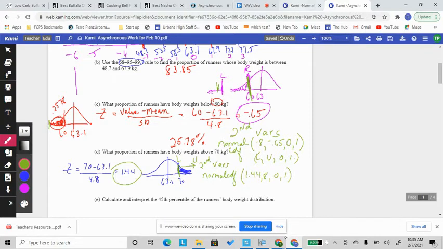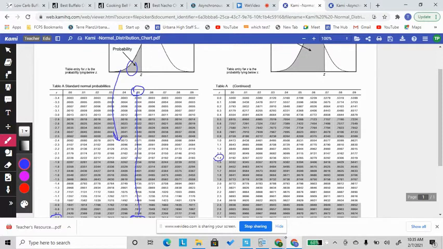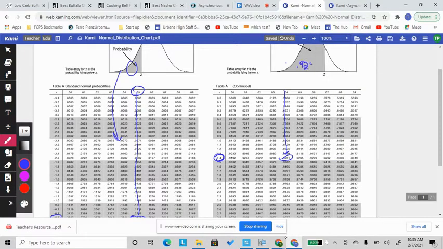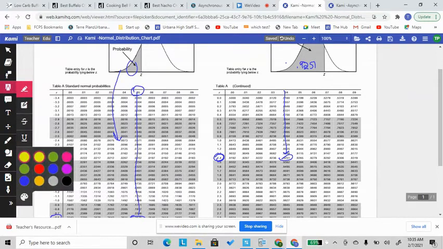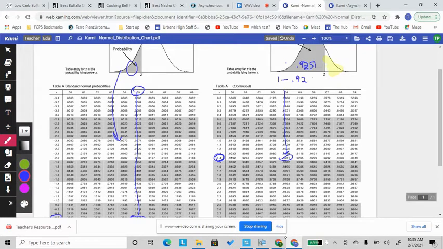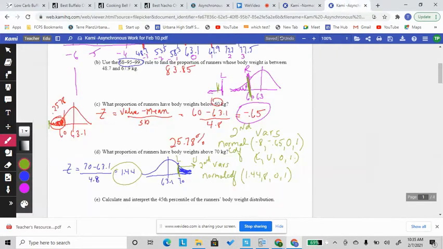So I got a Z of 1.44. I'm going to go over to 1.4 and then down to 4, and that gives me .9251. Sorry about that, I clicked something. That is this area. I don't want that area. I want this area. So I'm going to do 1 minus that to get my answer. When I look this up on the chart, I get .9251. I need to do 1 minus.